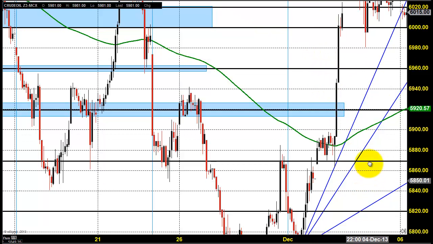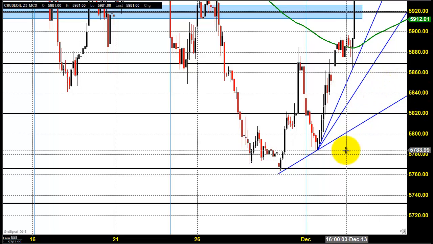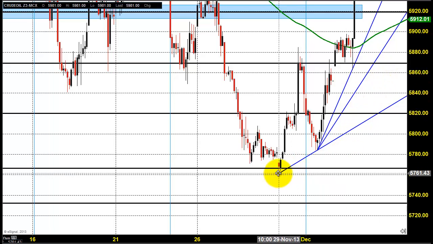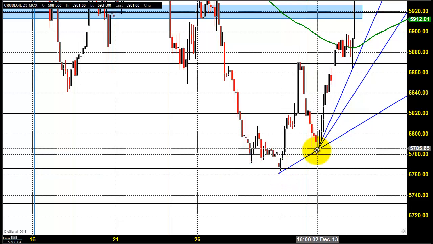Since we are focusing on the uptrend, what I did was draw an uptrend line by connecting the two lows that happened on November 29th and also December 2nd.